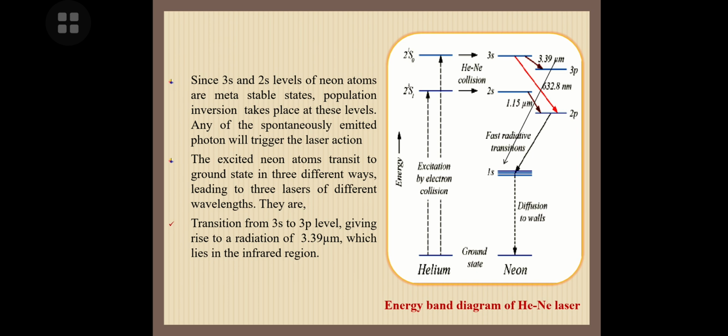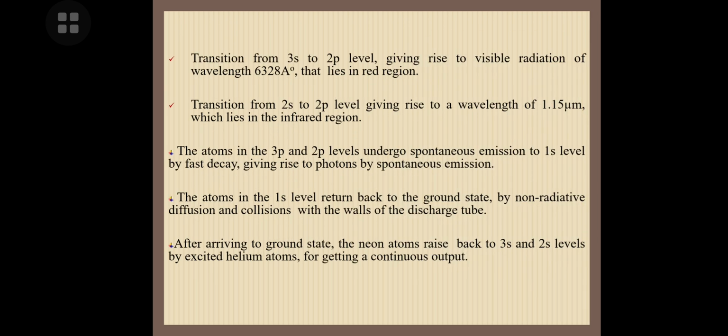And here the advantage of the helium neon laser is, as we discussed with the ruby laser, the major disadvantage is that it is a discontinuous or pulsed laser. But the helium neon laser is a continuous laser, and it has high coherence and high directionality. But the disadvantage is that the intensity is very low compared to the ruby laser. This is the disadvantage of this helium neon laser.